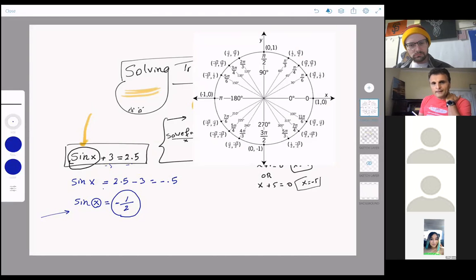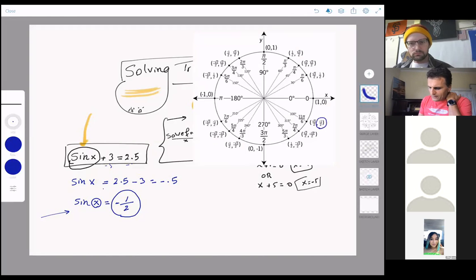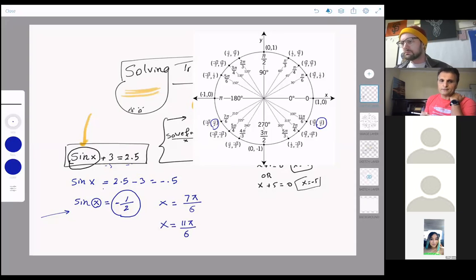So now we're dealing with -1/2. We look at the unit circle. Sine is the value of y. We have -1/2 here. We also have -1/2 there. Good. So x will be 7 pi over 6, and x will be 11 pi over 6. So we got two solutions for sine of x equal to -1/2.